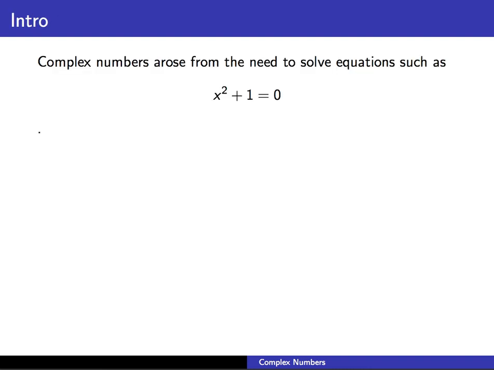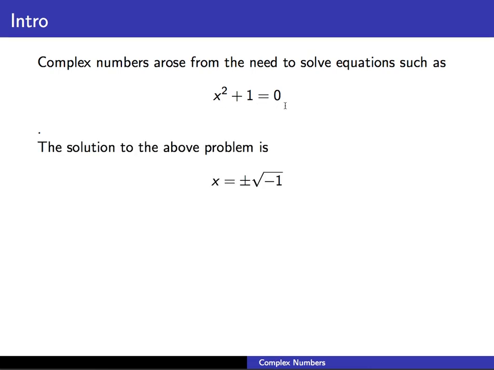So complex numbers arose from the need to solve quadratic equations such as x squared plus 1 equals 0, where we don't have any real numbers x that we can square and add 1 to and get 0. So even if we put a negative 1 in for x, negative 1 squared is positive 1, and positive 1 plus 1 is 2, not 0.